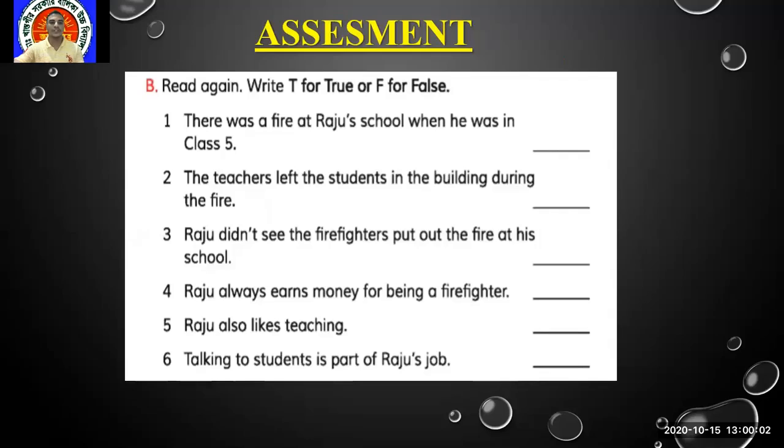Number 2. The teachers left the students in the building during the fire. Number 3. Raju didn't see the firefighters put out the fire at his school. Number 4. Raju always earns money for being a firefighter. Number 5. Raju also likes teaching. Number 6. Talking to students is part of Raju's job. These are the 6 sentences from the lesson. Write true or false.